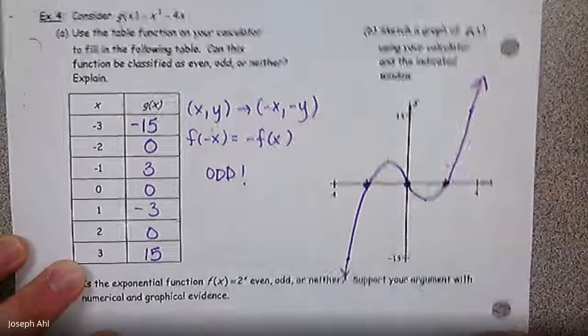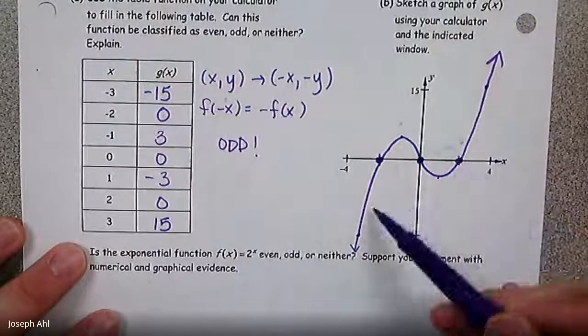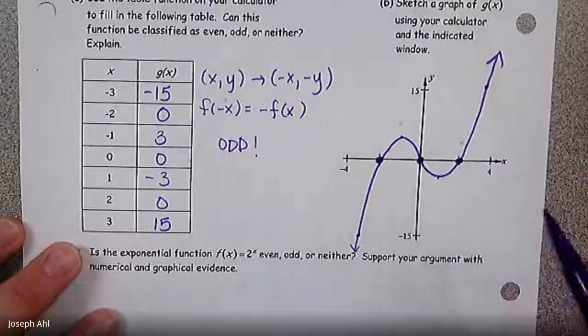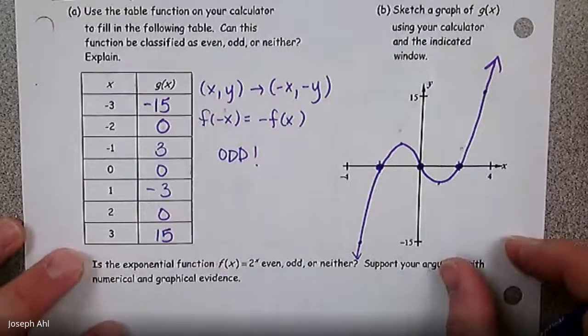like this, okay? It doesn't have to be perfect, but once you've plotted it, you can see that we have this symmetry through the origin, and you should be able to confirm that if you hit graph right now on your calculator, okay?